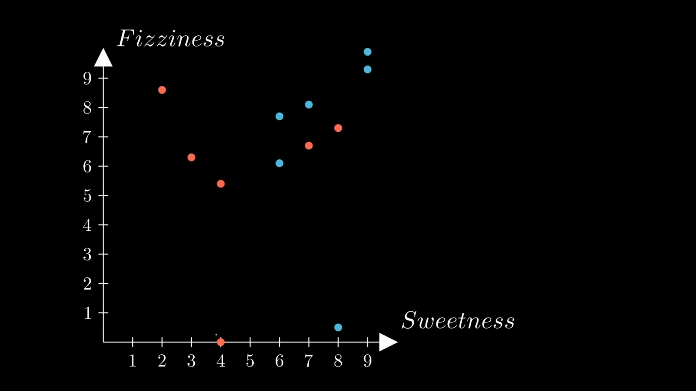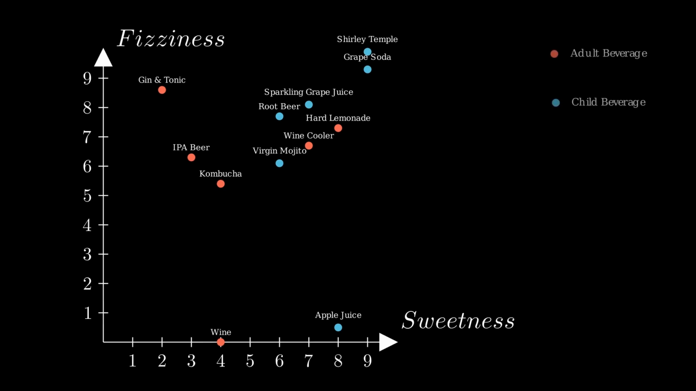At first, it looks like things might be working out. Our Shirley Temple and grape soda are hanging out in the top right, sweet and fizzy. Meanwhile, the IPA and kombucha are tucked into the bottom left, drier and more subdued. But then we get to the middle, and everything falls apart. Hard lemonade, sparkling grape juice, wine coolers. Suddenly, the boundaries get blurry. What started as a tidy chart becomes a tangled mess.